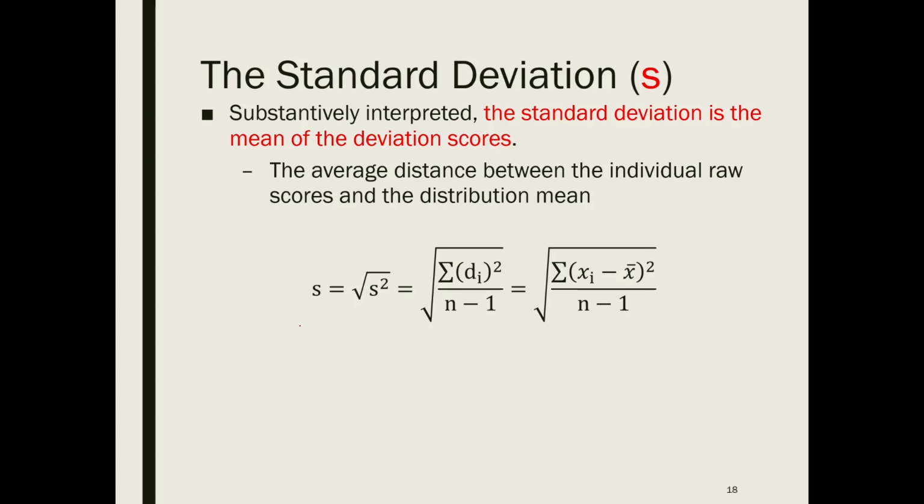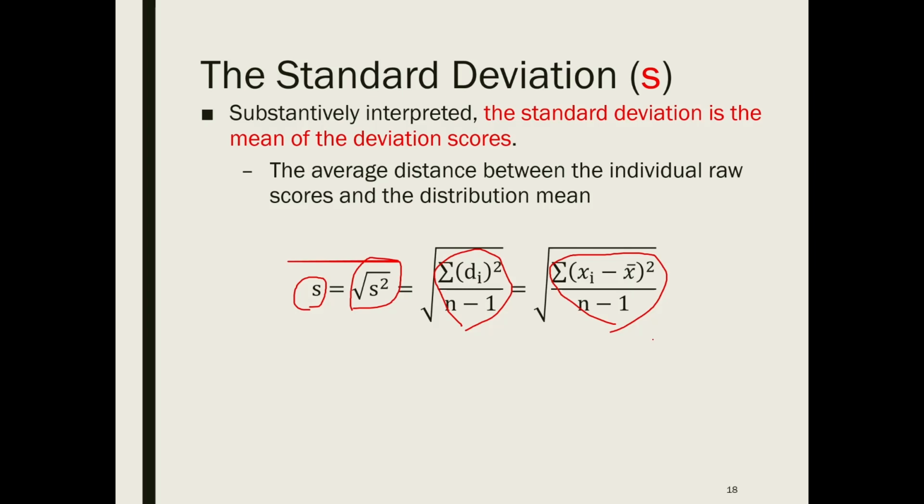Okay, so if you put the complete formula here, the standard deviation will be the square root of the variance, and the variance looks like this, and you do this with the raw scores. It's very simple. In order to get the standard deviation, the very first thing you have to do is to get the variance.